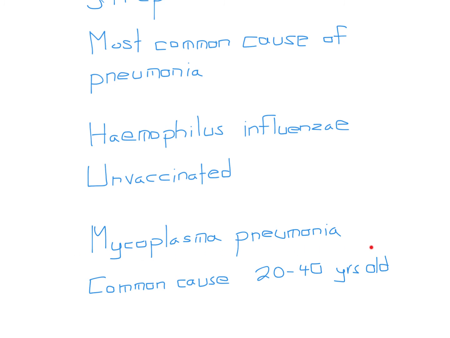And the final one is going to be Mycoplasma pneumonia. This is the most common cause in 20 to 40-year-olds. So this is like an atypical pneumonia. These patients are actually a little bit healthier. They can walk around, so it's kind of harder to see that these patients have pneumonia. But then when you do a chest x-ray, you can see that they clearly have pneumonia.